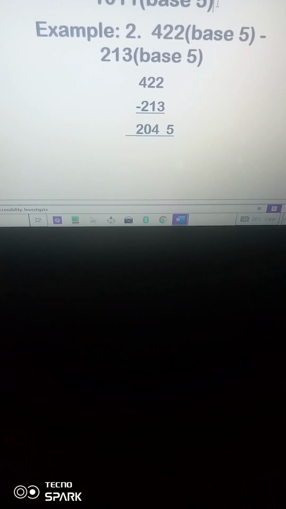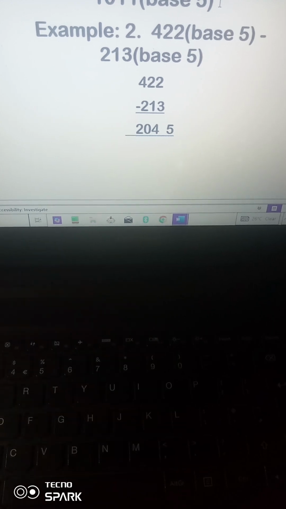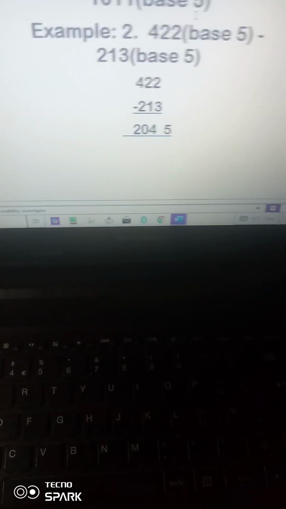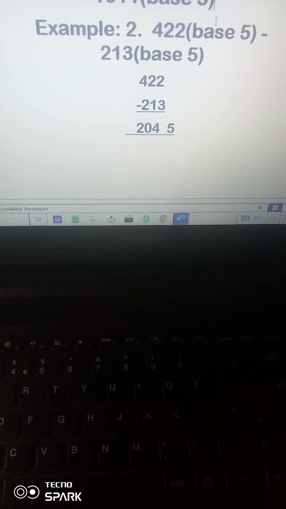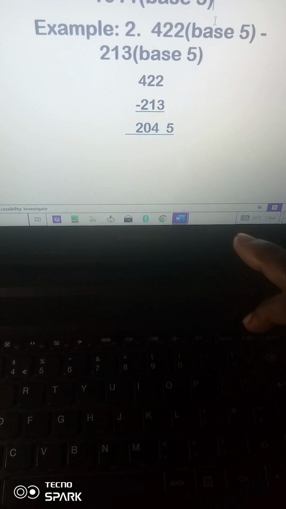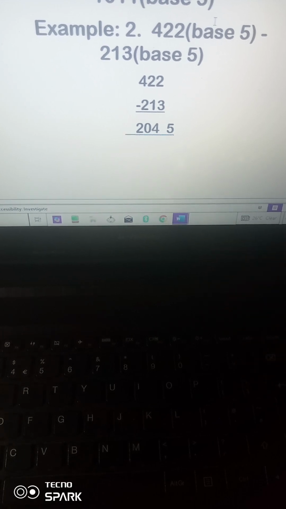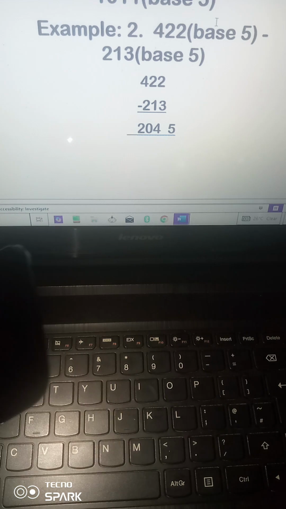Now we can see it. Okay, let's go. This is subtraction. As you can see, in the subtraction, we are going to subtract it.